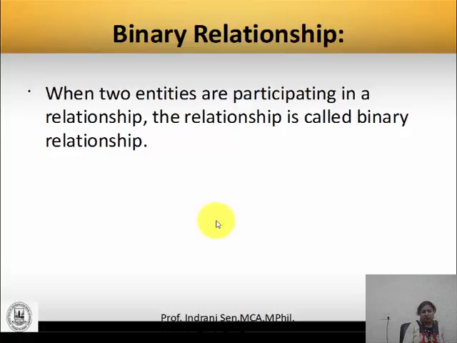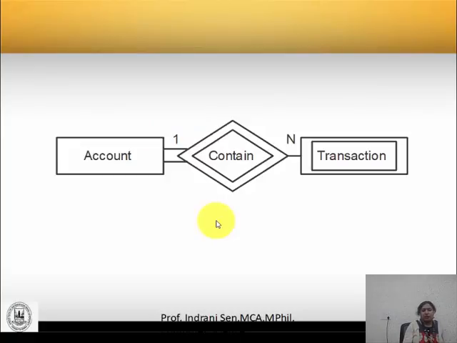Similarly, we talk about binary relationship. When two entities are participating in a relationship, the relationship is called a binary relationship. Here we can talk about account and transaction. In this case, a transaction is taken as a weak entity, and the transaction has a unique key, but that is a discriminator, a determinant, not a primary key. One particular account has many transactions, while one particular transaction is associated with only one account. So we have one to many, and this kind of relationship is a binary relationship.